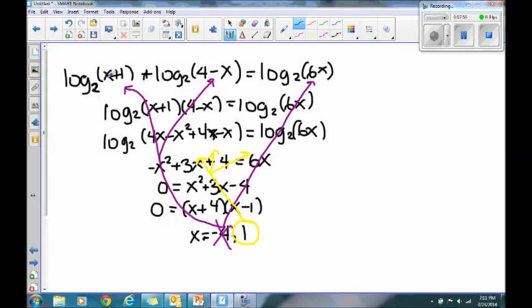The goal is to get it set up using our properties of logs, where a sum turns into a product. If I had a minus sign, it turns into a quotient, and this is how we approach a problem when there are logs in every single term.